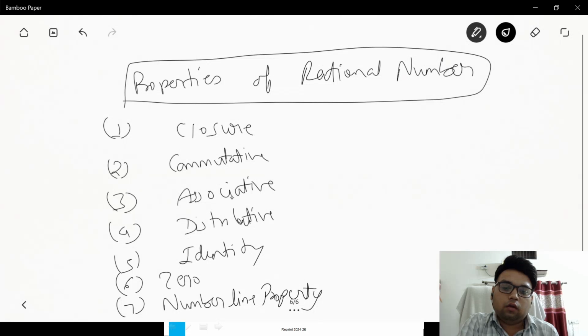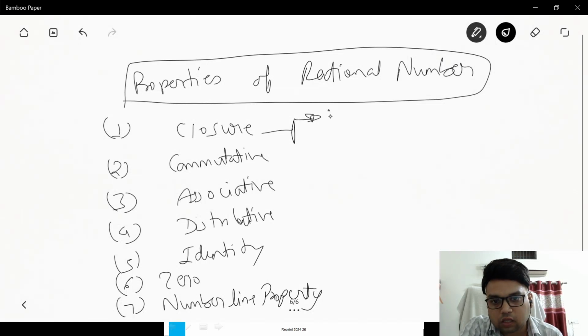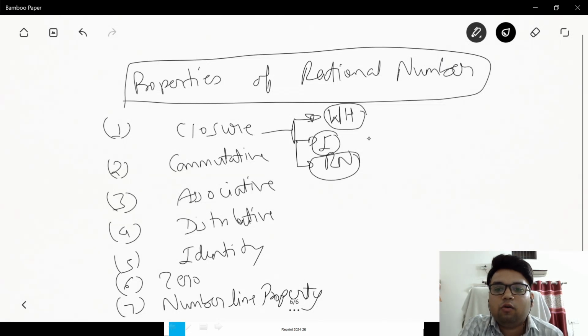Okay, guys. So here, for the closure property, some further classifications were made: whole number, integer number, rational number, and natural number. If you do not understand the whole number, integer number and rational number 100%, then you will not be able to clarify the properties of rational number. That's why I'm teaching you these definitions earlier, before we go forward to the properties of rational number.